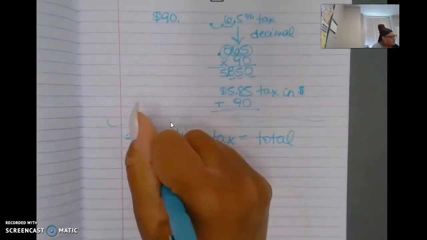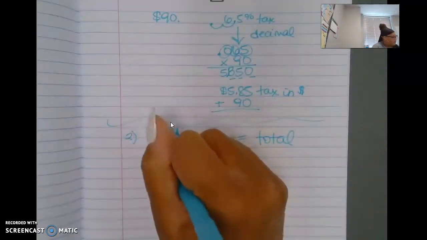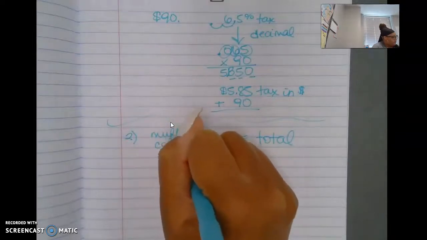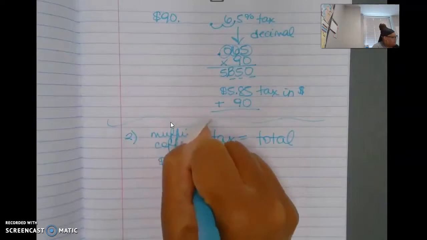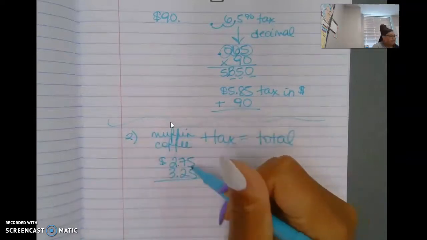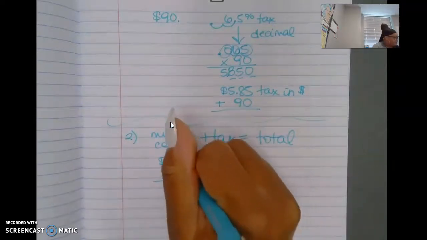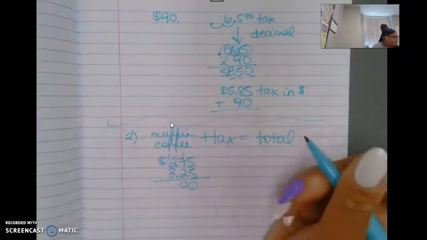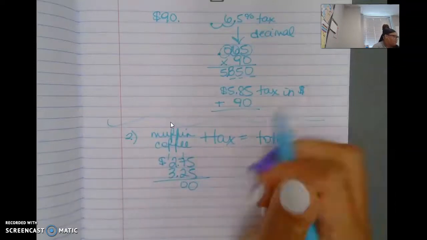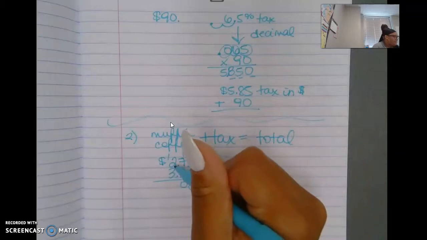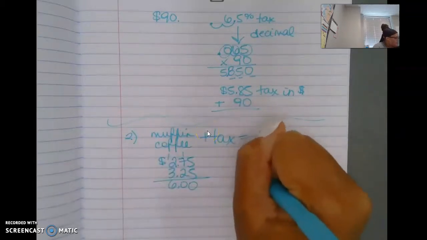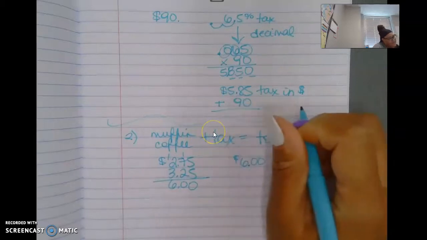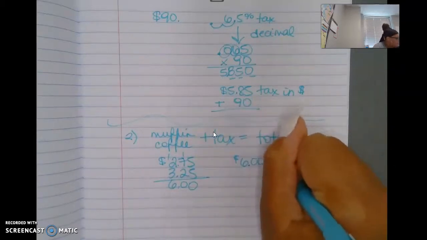Okay, the muffin is $2.75. The coffee is $3.25. Add those up. 5 plus 5 is 0. Carry the 1. 0. It's 10. Carry the 1. Thank you, Jonah. 3 plus 2 is 5 plus 1 is 6. So it'll be $6. And then my tax is 7.5%.